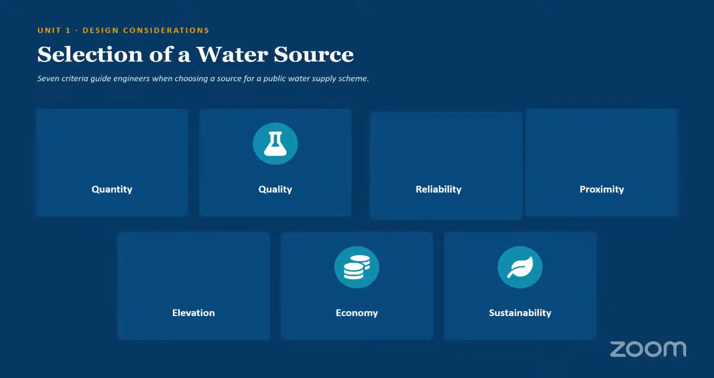And next one, reliability. Reliability means the source should provide water continuously. Water should be available in all seasons. It should not dry up. For example, we are already experiencing this during the summer season.